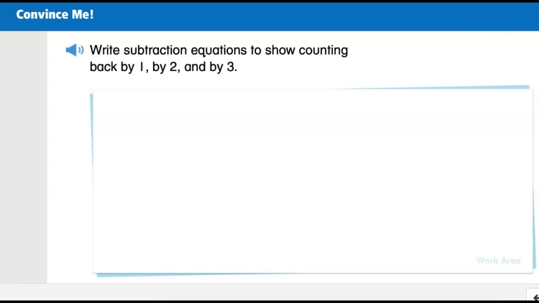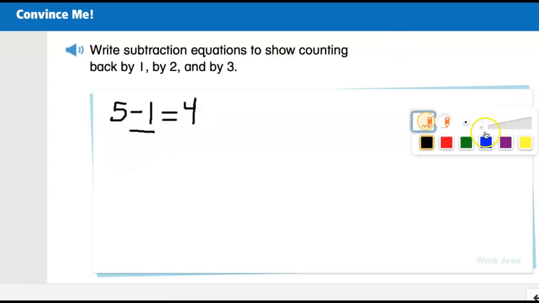So for example, if I were to say 5 minus 1 equals 4, that is an example of counting back by 1, because in my problem we can see I am subtracting 1. So we could see that if this was on a number line and I was at 5, if I jumped back 1, it would give me 4.